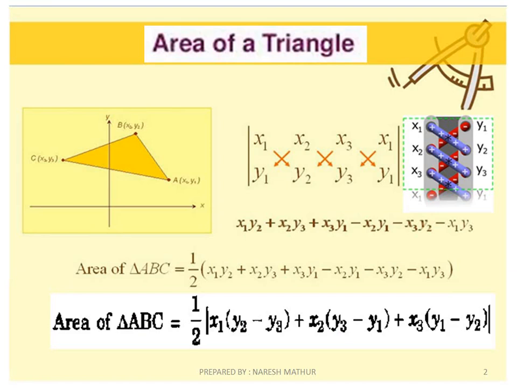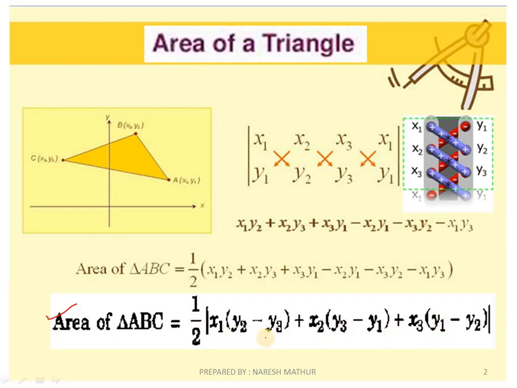In this exercise we will discuss what to do if we are given the coordinates of the vertices of a triangle. Let's say ABC are the vertices of the triangle, whose coordinates are x1 y1, x2 y2 and x3 y3 respectively, and we need to find the area of the triangle formed by these vertices A, B and C. First we have the basic formula which we discussed in the introductory session: half of x1 (y2 minus y3) plus x2 (y3 minus y1) plus x3 (y1 minus y2).